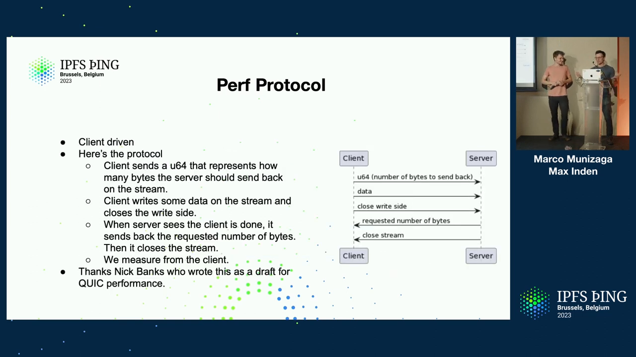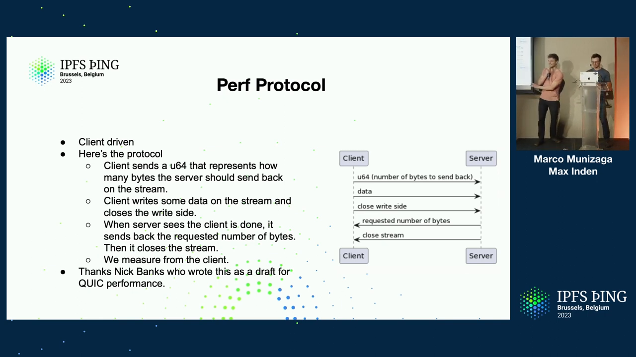So there's this perf protocol, and it's client-driven. And here, I'm going to explain the whole protocol. Cool, let's do this. Maybe I understand this. So the client sends the server, you, a U64 that tells you how many bytes to send me back. Cool, got it.